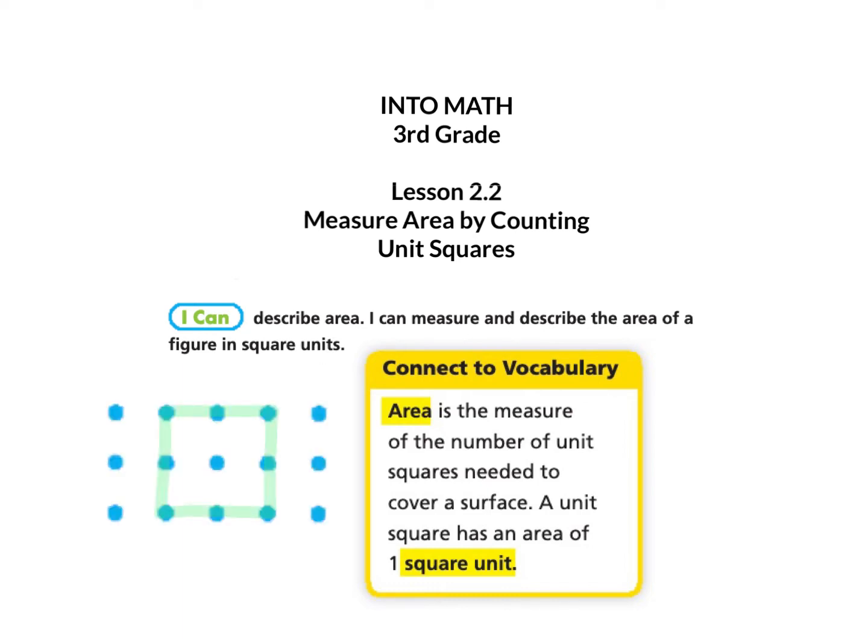For example, if I am looking to find the area of the green figure, I can use unit squares to cover up this figure, and I find that there are 4 unit squares. So the area for the green figure would be 4 square units.